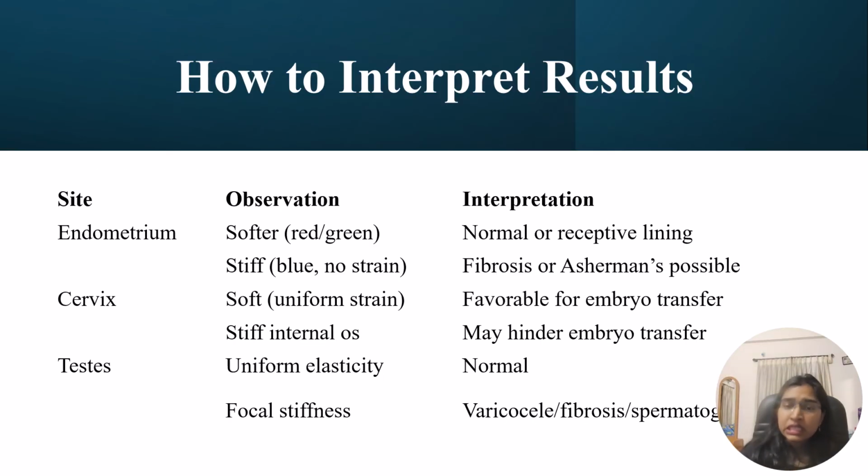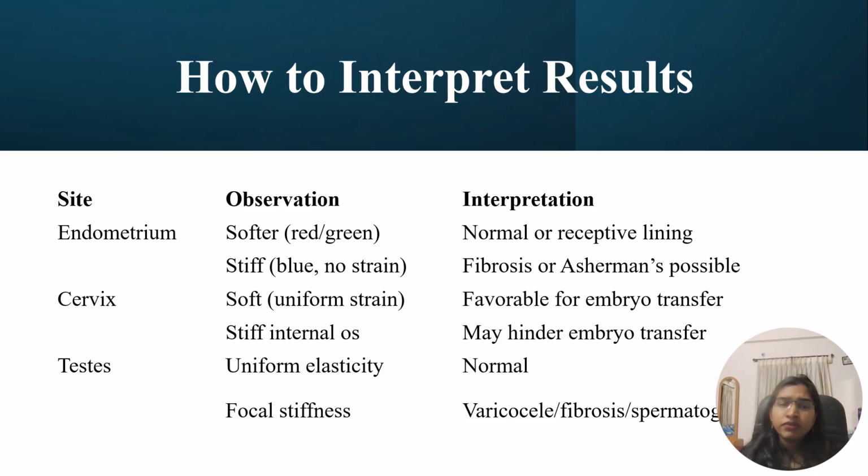Now, how to interpret the results? As I have discussed earlier, if the endometrium is appearing soft, if the elastogram is showing red or green, that means it is soft. Soft endometrium means it is normal or receptive. If it is appearing stiff, that means fibrosis or Asherman is a possibility. For cervix, if it is appearing soft with uniform strain, then it is favorable for embryo transfer. But if it is appearing stiff at the internal os, then it may hinder embryo transfer.